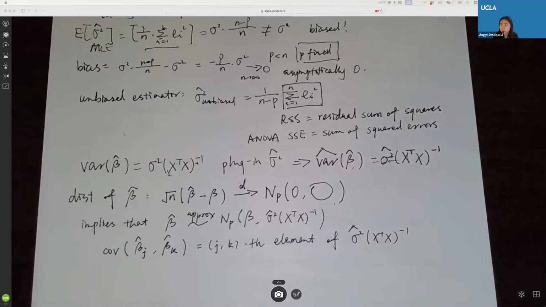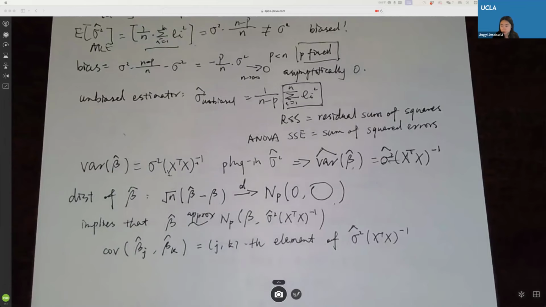So what does this mean? Covariance being non-zero. For example, if the covariance is positive, it indicates that if my beta hat J is larger than my true beta J, then being positively correlated, it will indicate that the deviance of beta hat K from the true value beta K can also be positive. It's more likely to be positive. So they both deviate in the same direction. So this is something we should get out of this result.